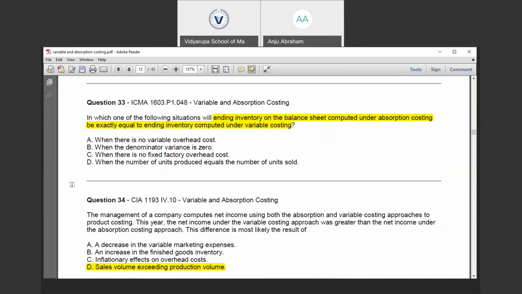Option B, the denominator variance is 0. So there is no treatment of the variance in this income statement. If it is particularly mentioned that underapplied or overapplied variance is added to the cost of goods sold, then only it applies to the cost of goods sold. If it is specifically provided that this variance will be factored into the ending inventory, only then we need to look at this. In such a case, it will be equal in both variable costing and absorption costing. No such difference is there in the treatment of the underapplied or overapplied variance to the ending inventory in both variable and absorption costing.